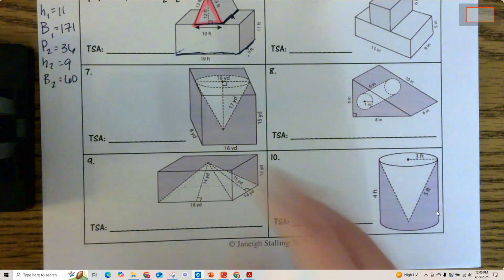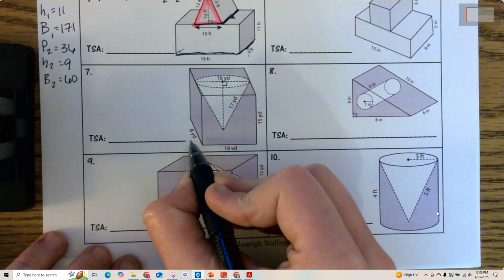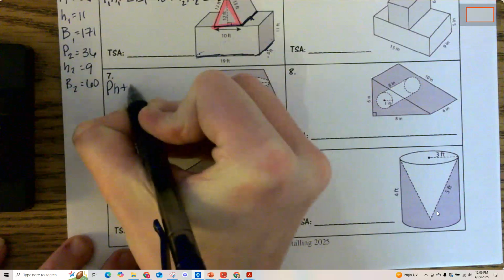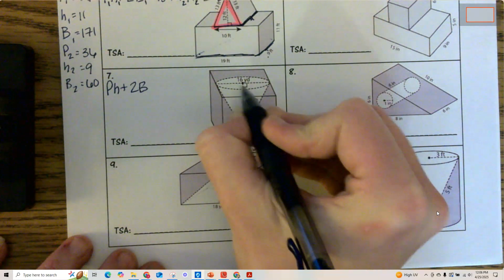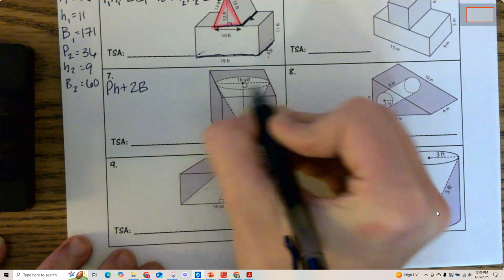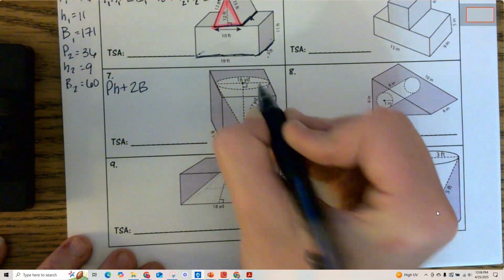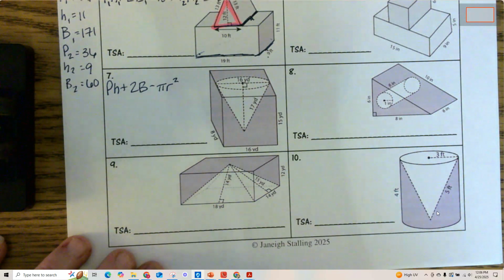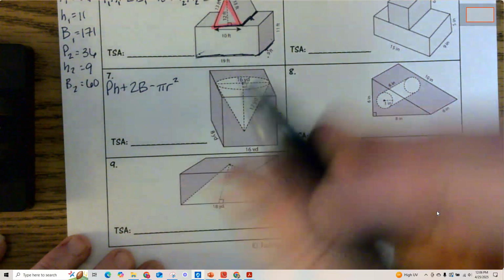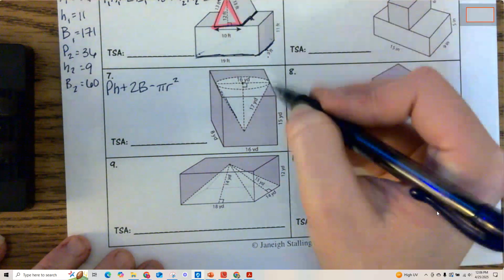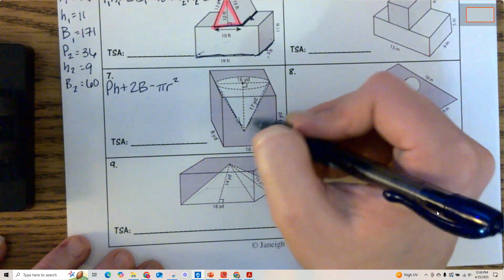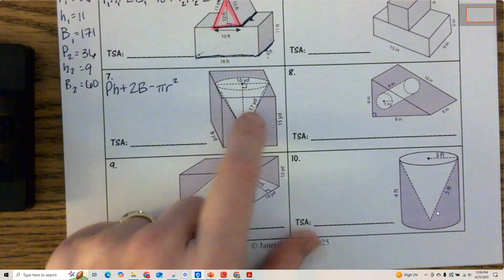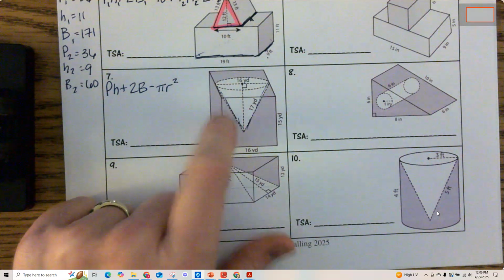So box ones again are not too bad. So we can find the total surface area of this box, pH plus 2 big B. But we've got to subtract this circle here because we wouldn't wrap that circle. So pi r squared. But this piece in here where this cone sinks down in here, ooh, there is one like that on the test. There's one just like this almost on the test.